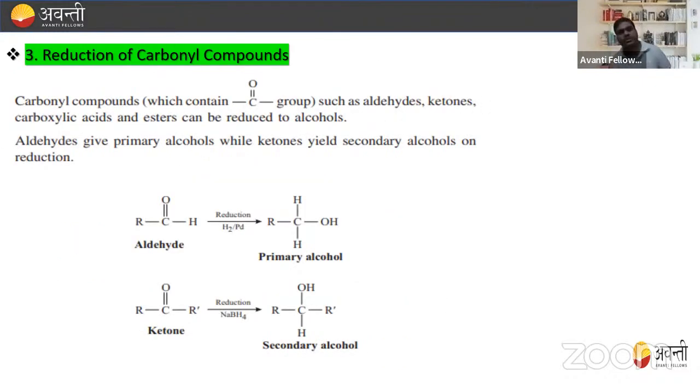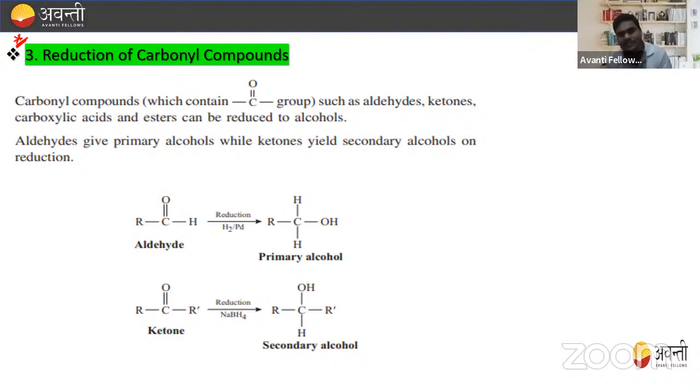Now, one very important reaction is the reduction of carbonyl compounds, that is, how you prepare alcohol by the reduction of carbonyl compounds. We know that carbonyl compounds which contain the C=O group, such as aldehydes, ketones, carboxylic acids, and esters, can be reduced to alcohol.